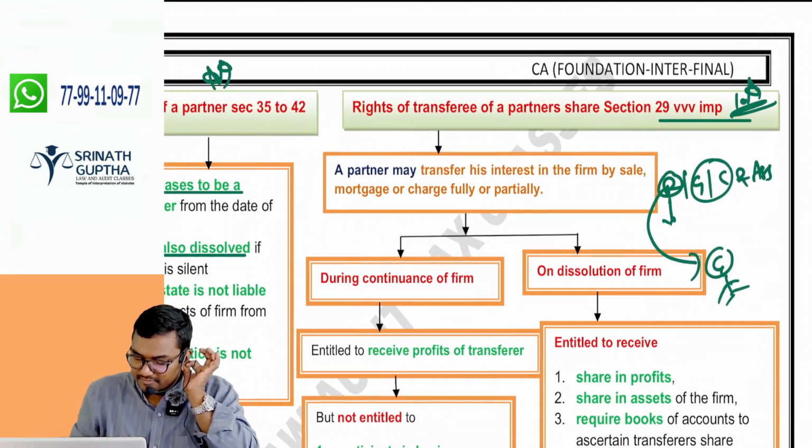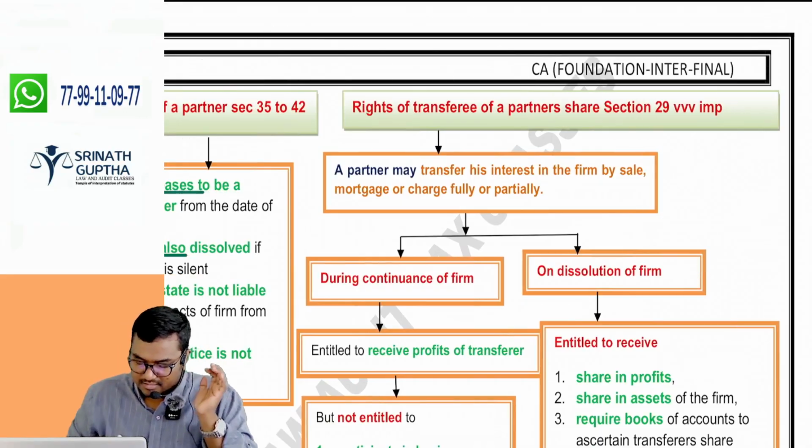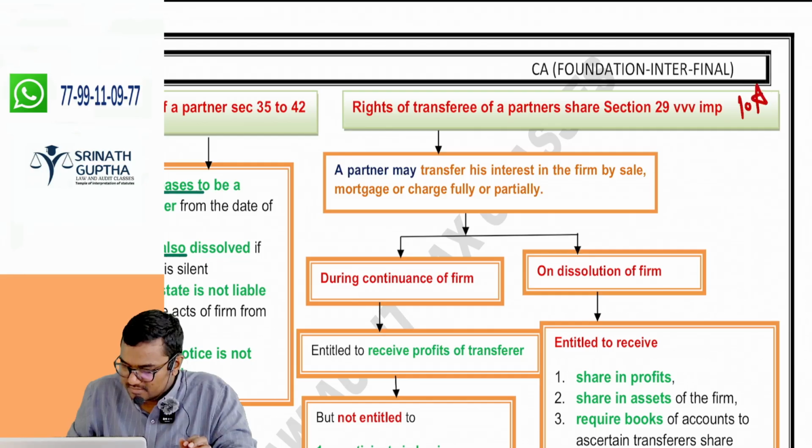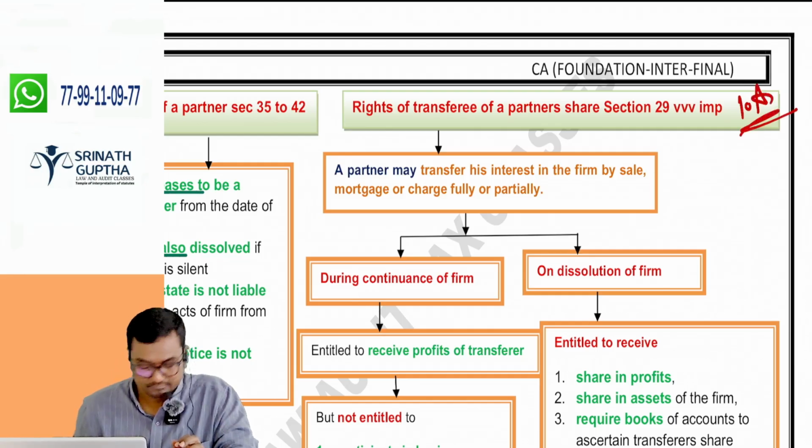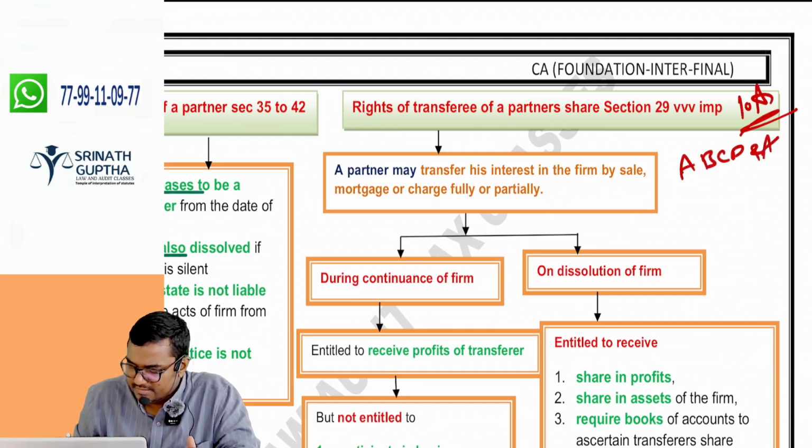Next one, very, very important. 10 stars. The concept is easy, but he is asking it. Rights of the transferee of the partner's share. For example, there are 4 partners, A, B, C, D. A was in need of money.